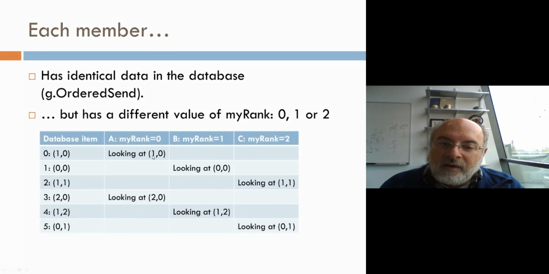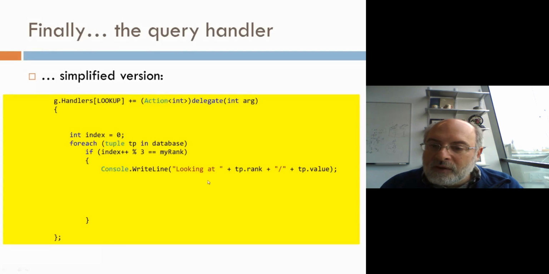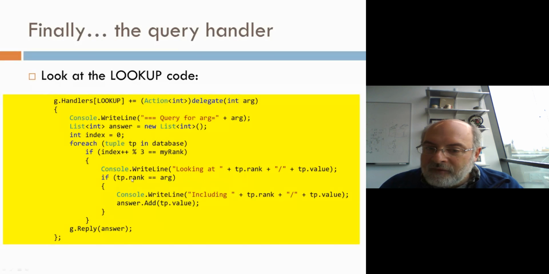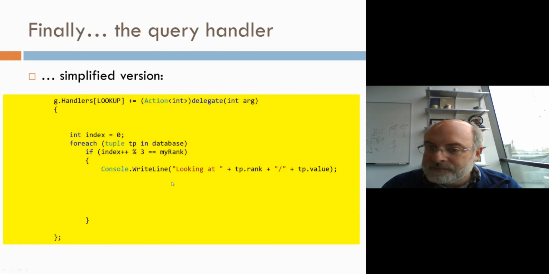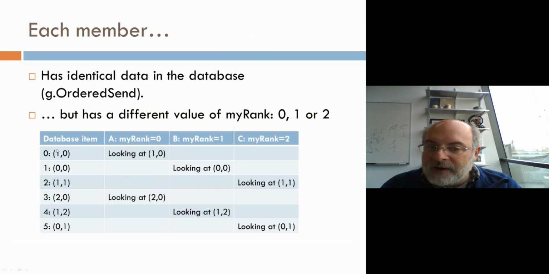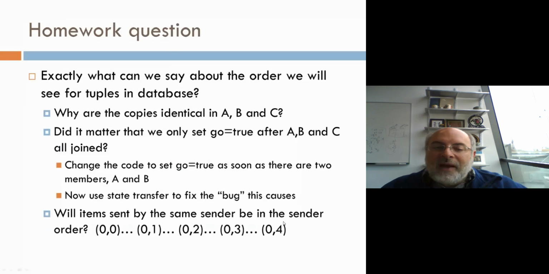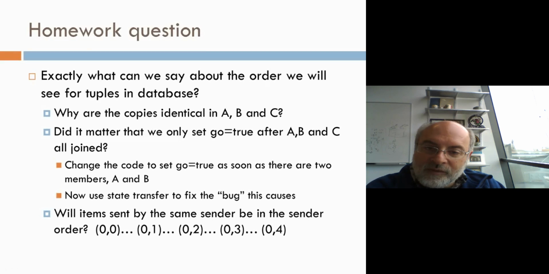And then they're going to look to see, let's go back to the code. They're going to look to see if the tuple rank field is equal to the given argument value. So they're going to look at this rank field and ask, is it equal to what I was asked to look for? Maybe I'm asked to look for 0. Here's one with a 0, and there's one with a 0. So A won't even look at a 0. B looks once at a 0, 0, 0. C looks once at 0, 1, you see? And then what it does is it sends back those lists. So what can we say about the order we're going to see in the tuples in the database?